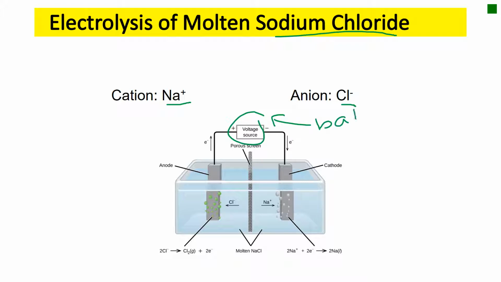The battery is responsible for driving electrons to the cathode, where reduction happens, and it is also responsible for withdrawing electrons from the anode. So the battery withdraws electrons from the anode, and it also drives the electrons to the cathode.